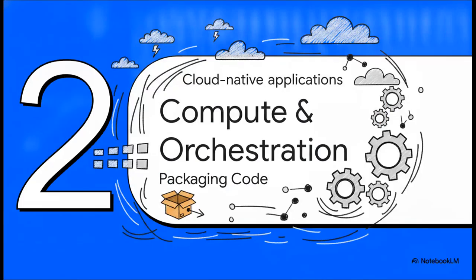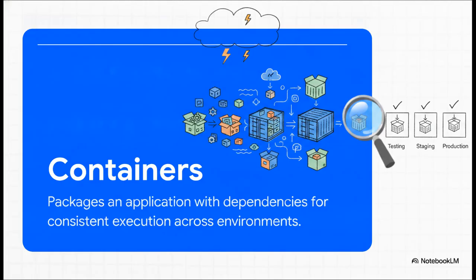All right, moving right along to Section 2, compute and orchestration essentials. This is all about packaging and managing our code. The basic building block here is the container. You've probably heard of Docker, right? Well, a container is essentially a lightweight package that wraps up your application, its runtime, system libraries, and all its dependencies into one neat little box. This is absolutely brilliant because it finally solves that age-old developer excuse of, well, hey, it works on my machine. With a container, if it runs on your laptop, it is going to run exactly the same way in testing, staging, and production, no surprises.